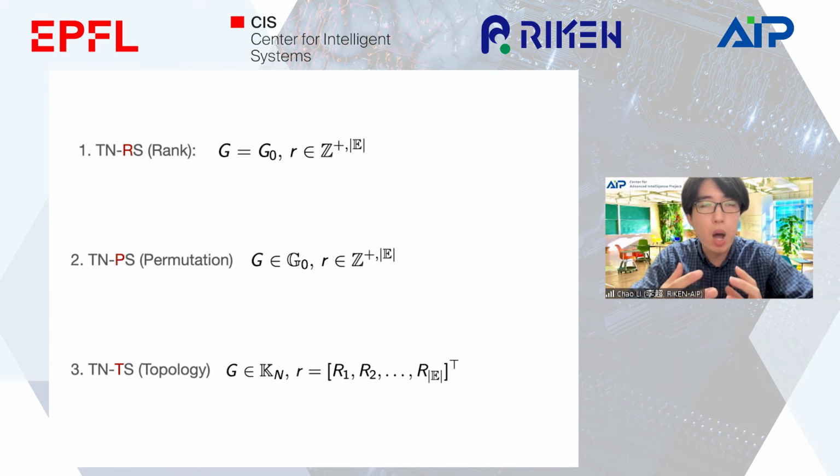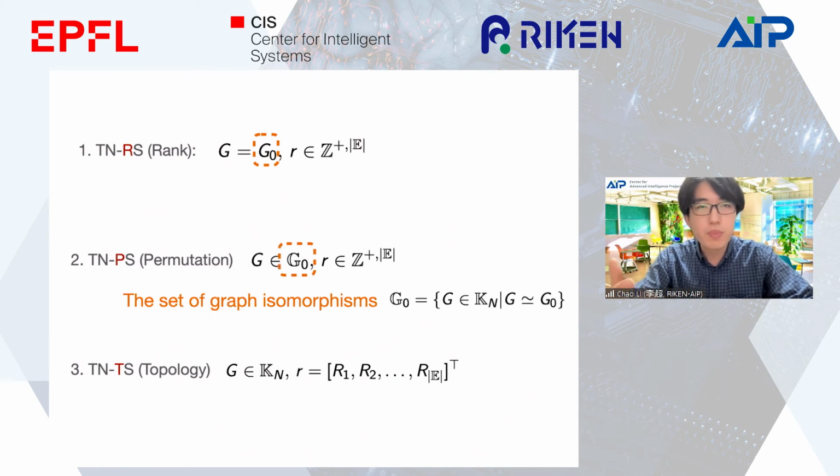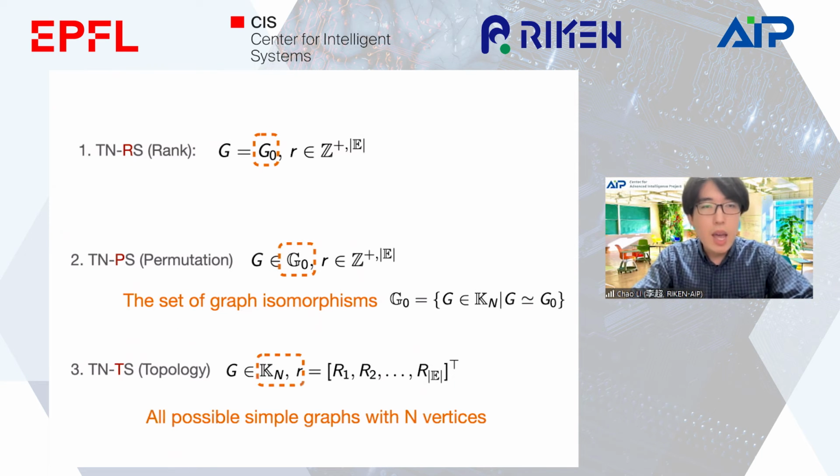And if we construct the feasible set in different forms, we will obtain different searching problems. For the rank searching problem, we fix the graph and look for the optimal ranks. And in the permutation search problem, we construct the graph set as the set of graph isomorphisms so that we can search the optimal permutations of the vertices and the topology will be preserved. And for the last, topology search, we usually fix the tensor network ranks, but consider all possible simple graphs in the search.